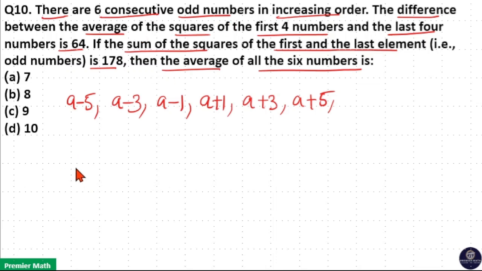Now if you take the average of these 6 odd numbers, you can see if you take the sum from a minus 5 to a plus 5, minus 5 plus 5 cancel, minus 3 plus 3 cancel, minus 1 plus 1 cancel. So total 6 a's are there. So 6a divided by total number of numbers, 6. Now 6a by 6 is a. So average of these 6 numbers is a.